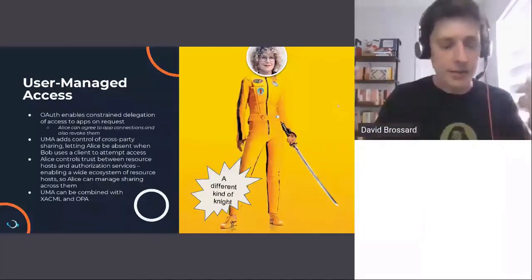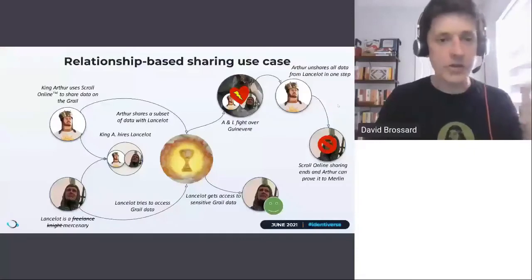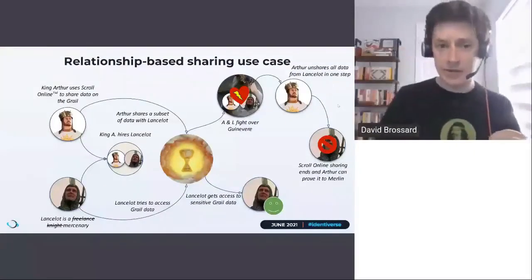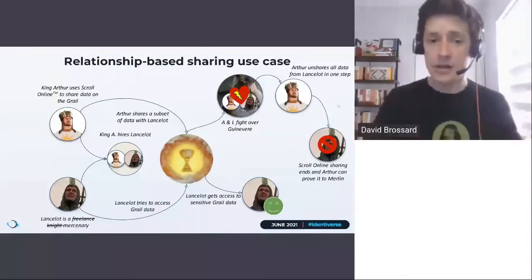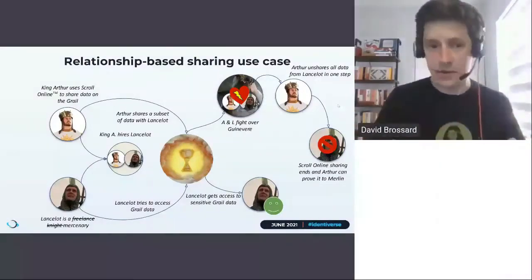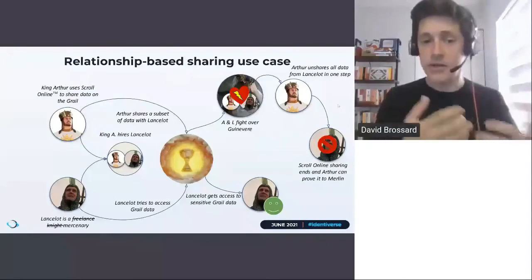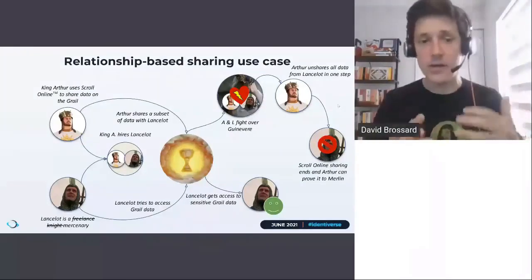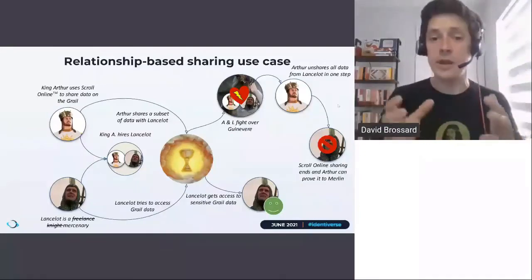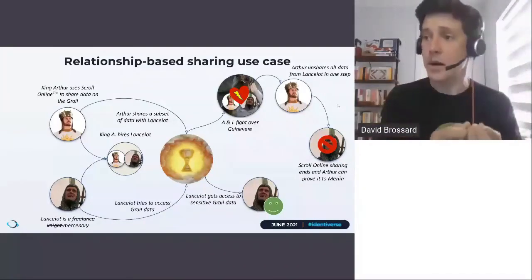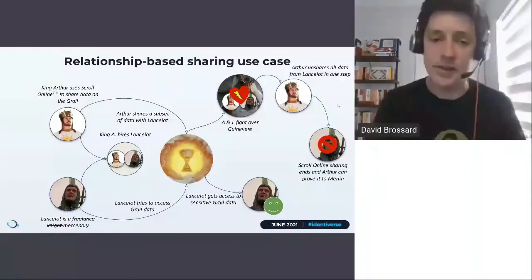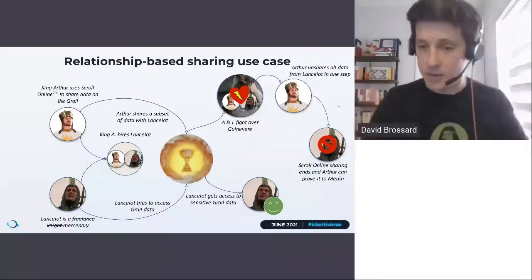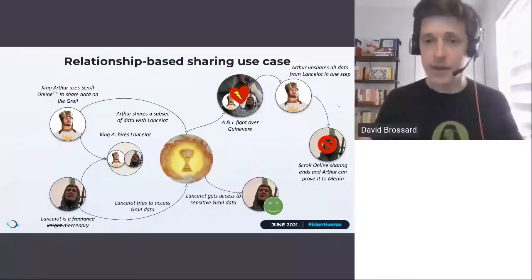For instance, if we look at this cute little picture, King Arthur uses Scroll Online to store data about the Grail. King Arthur hires Lancelot to work on the Grail. Lancelot was a mercenary, so he didn't have access to the information. But as soon as King Arthur hires Lancelot, Arthur can share that subset of data with Lancelot, and that can be defined in UMA. It can be defined through consent management. As a result, Lancelot can get access to Grail data. Boom, Lancelot's happy. He knows where to go.